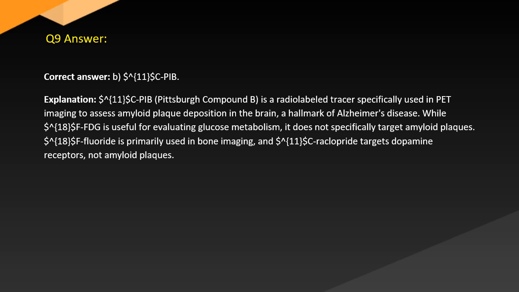Answer. Correct answer: B. 11C-PiB. Explanation. 11C-PiB, Pittsburgh compound B, is a radiolabeled tracer specifically used in PET imaging to assess amyloid plaque deposition in the brain, a hallmark of Alzheimer's disease. While 18F-FDG is useful for evaluating glucose metabolism, it does not specifically target amyloid plaques. 18F-fluoride is primarily used in bone imaging, and 11C-raclopride targets dopamine receptors, not amyloid plaques.